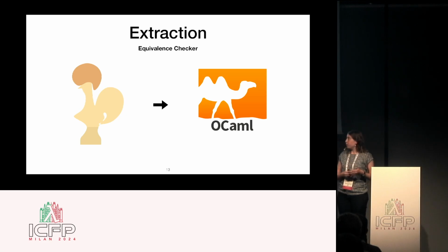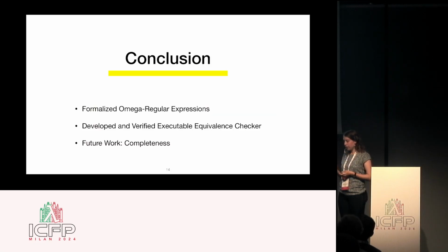And then we formalized all of this in the proof assistant Coq. We wrote the algorithm there and verified its correctness. And in the end, we extracted the algorithm to an OCaml program, and also wrote a nice parser around it, so that in the end, you can just give it the two expressions, and then it computes for you if they're equivalent or not. So to conclude, we formalized omega regular expressions in the proof assistant Coq.